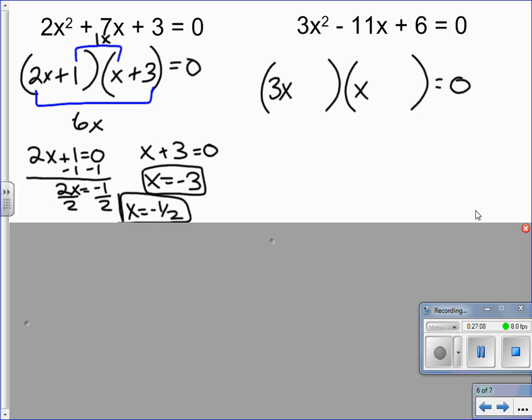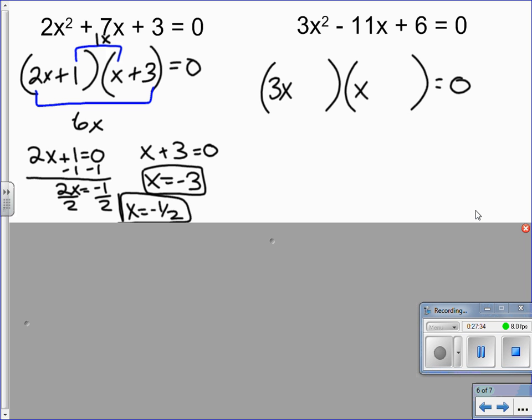Now you're wrestling with those last terms. You need factors of 6. So you have 2 sets of factors. You have 2 times 3 and you have 1 times 6. And you don't know which one is necessarily going to work because one of them gets multiplied by 3 and one of them doesn't. So this is where you can start some of that guess and check.